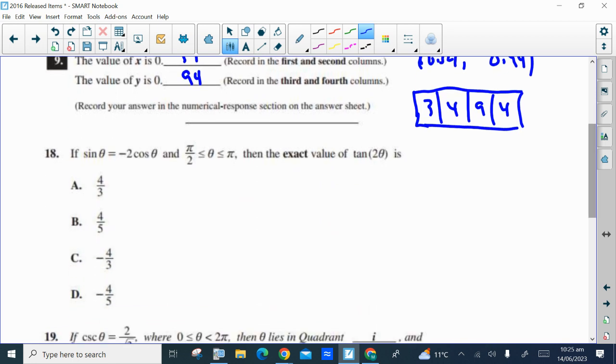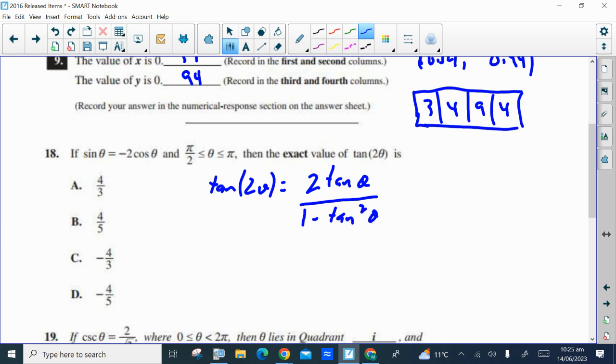Okay, number 18. Sine of theta is negative 2 cos theta. What is the exact value of tan 2 theta? So we know that tan 2 theta, and this is on the formula sheet, so you don't have to memorize these, but tan 2 theta equals 2 tan theta over 1 minus tan squared theta. So we're going to use that.